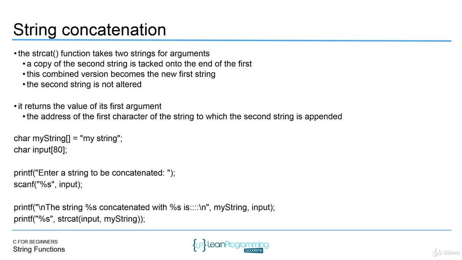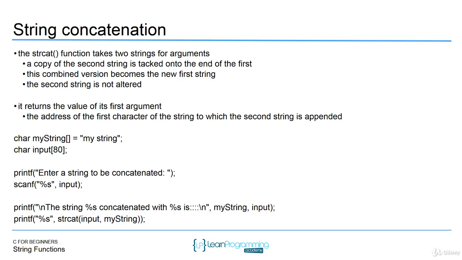So here's an example. We create a character string of myString, and it just contains my string with a null terminator. We create a character string of input, which is 80, it's empty. We say enter a string to be concatenated. We read it in, and then we concatenate it. We print out the original string followed by the concatenated string, and then the input. So after this, whatever you entered would be put at the end of myString. So if you entered Jason, it would be my string Jason. That's what myString would be equal to, because you do a strcat on it.